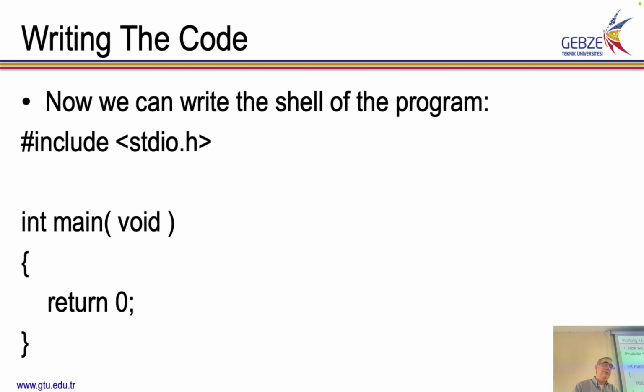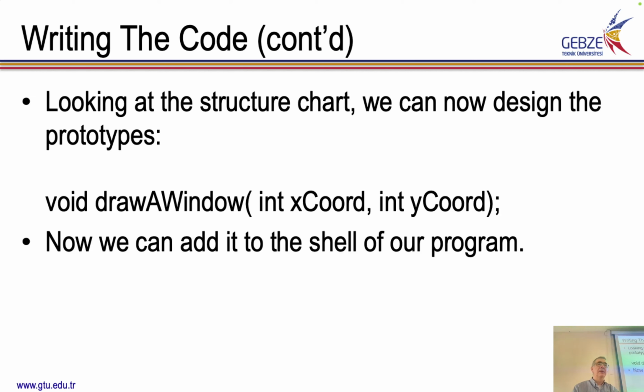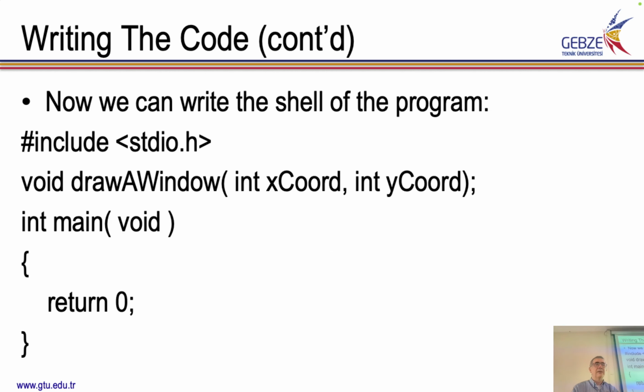So main void return 0. Start with an empty code. Insert top functions. Then continue. Draw window. Draw a window.